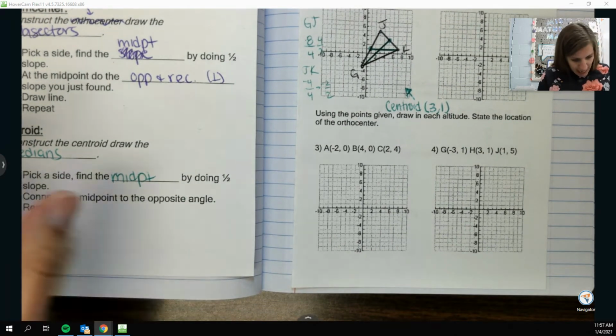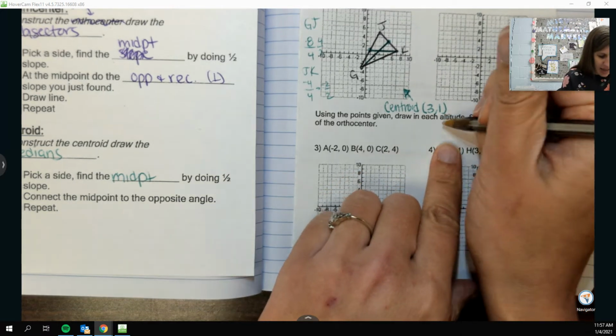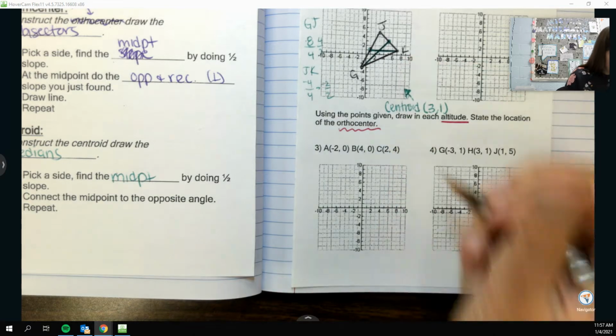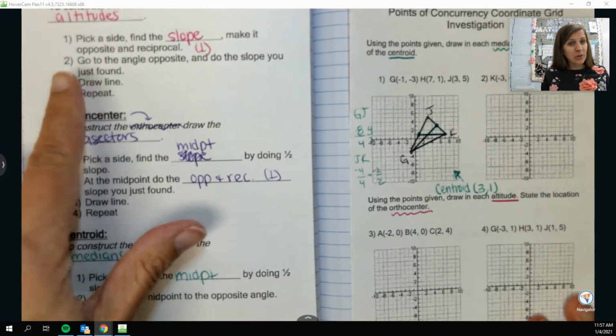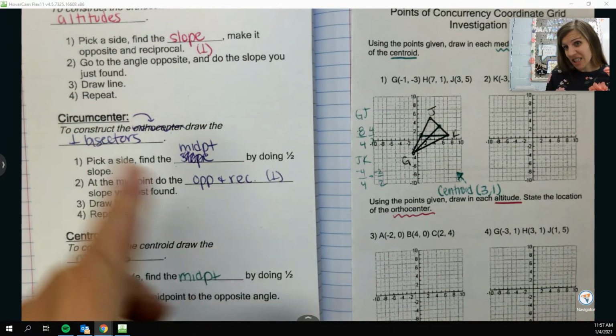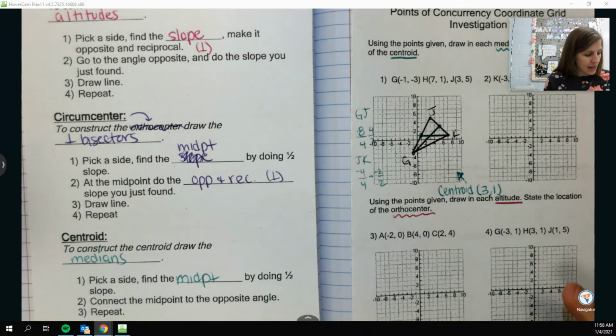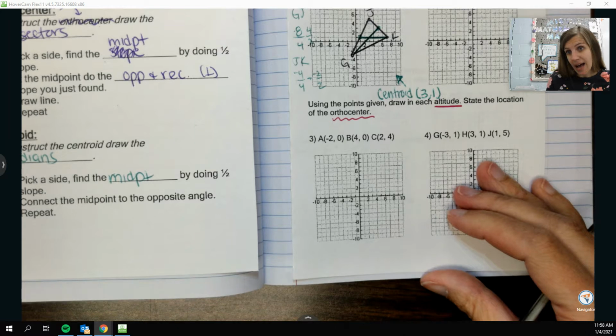Let's next try drawing the altitudes to get the Orthocenter. So that's this first one here. I'm kind of going in order from easiest to hardest. So I think the Orthocenter is next easiest because, yes, I do need to find the slope, but I only have to do one thing with it. Kind of like with the median, I only needed to do half of that.